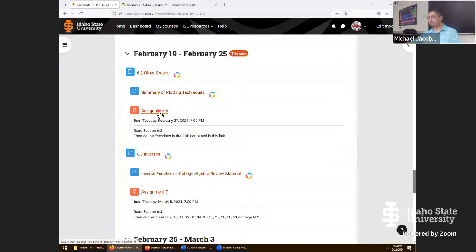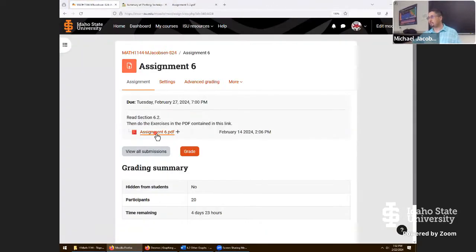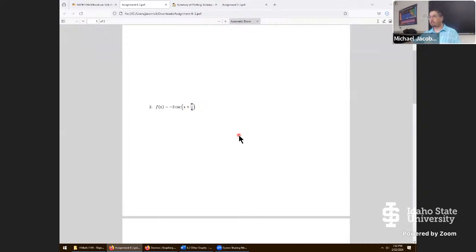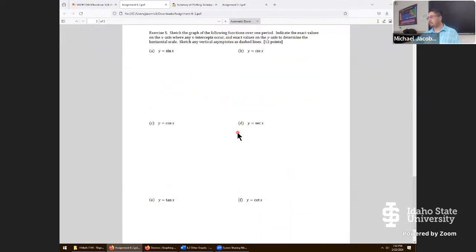And because of that, on assignment number 6, I put a problem right over here where we're just going to do some simple sketches of all 6 trigonometric functions, no transformations. Think of this as massive practice to help you support plotting techniques when you go to do the actual exam too.